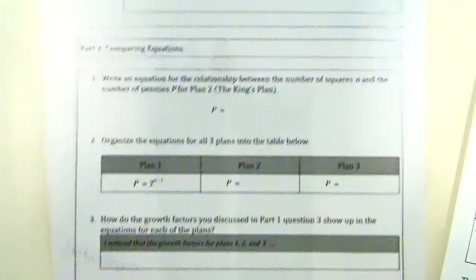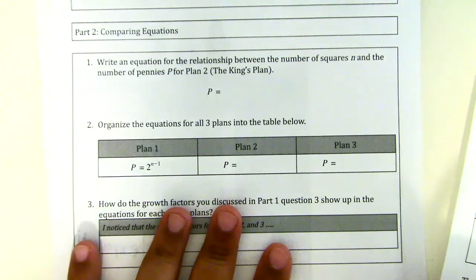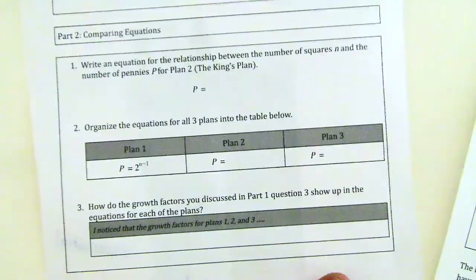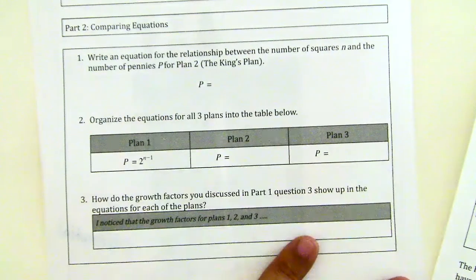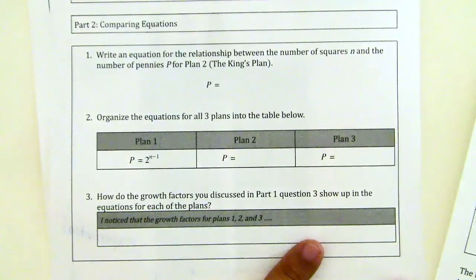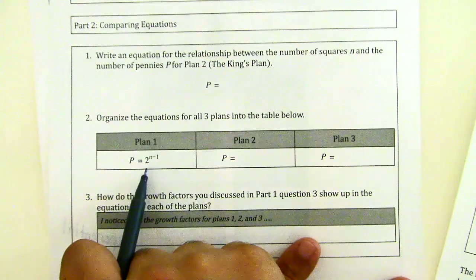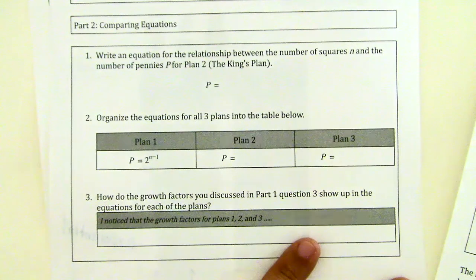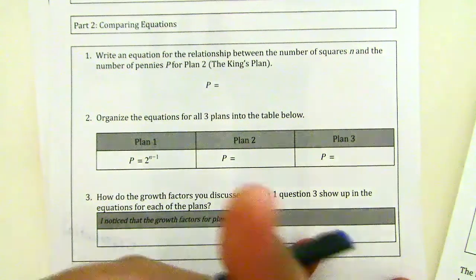All right, so this part over here I'm going to help you out with because, again, the equations are going to be a little bit harder at the beginning, but if you want to attempt this part for yourself first, pause the video now, try to get that done. Okay, so just to review, what we want to figure out is what the equations are. I gave you the equation for plan number 1: p equals 2 raised to the n minus 1 power. So to try to find an equation for plan number 2 and plan number 3, we want to think about how are they changing, right?